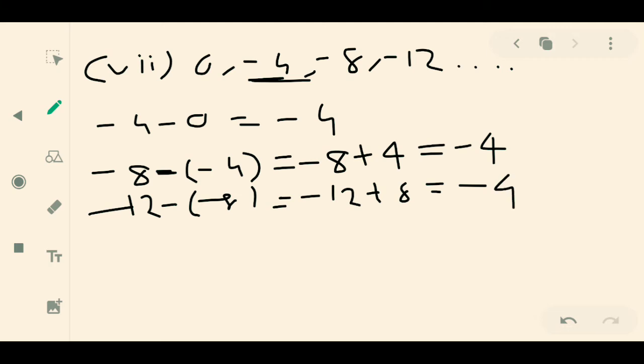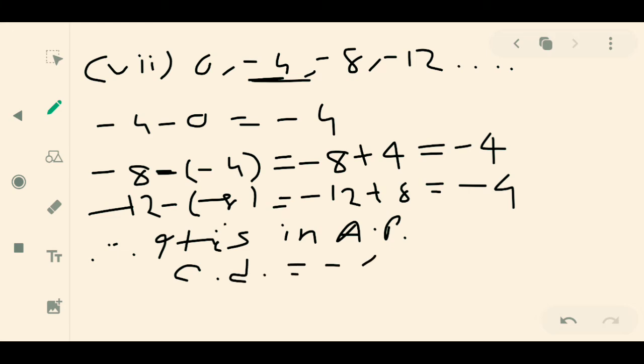So we are getting the same CD. Therefore it is in AP, and the common difference is minus 4. We have to find 3 more terms.